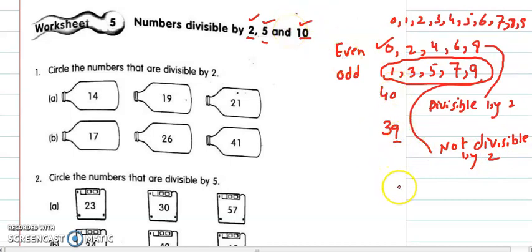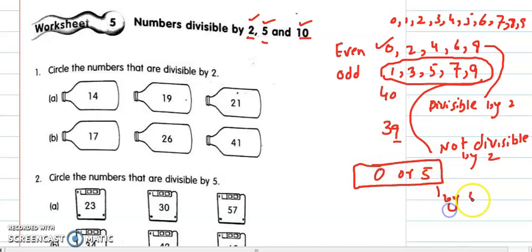Now the divisibility test for 5. If the last digit is 0 or 5, then the number is divisible by 5. It means if the last digit is 0, the number will be divisible by 2 also and by 5 also. And if the last digit is 0, then the number is divisible by 10. It means a number divisible by 10 will be divisible by 5 also.